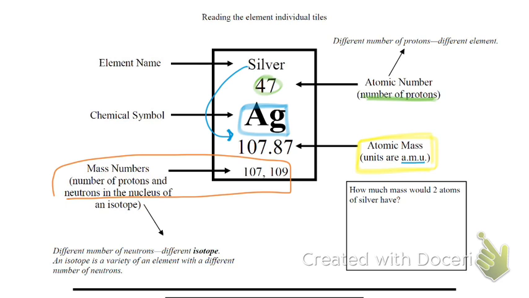Isotope was a type of fish. Nope. An isotope is like a shrimp. I'm thinking isopod.